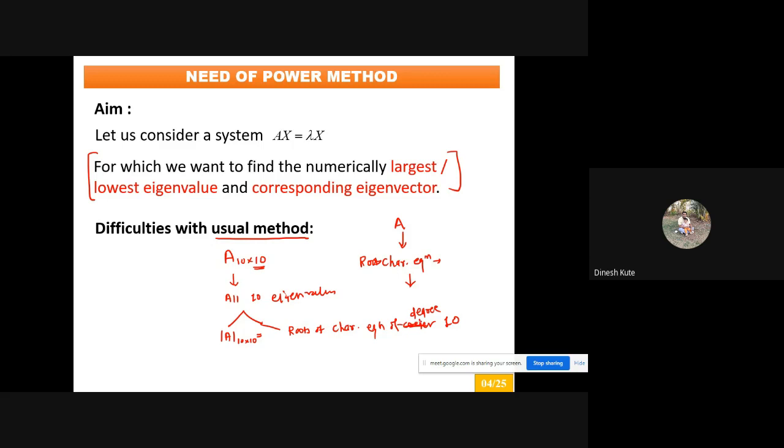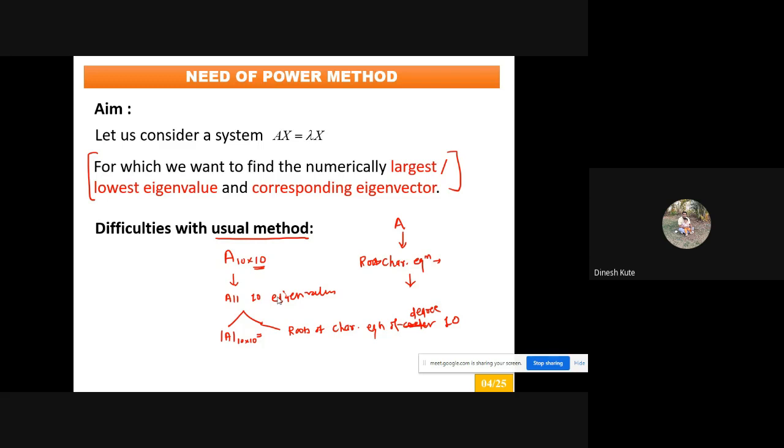But as we increase our order, like say degree 4, degree 5, it becomes difficult to find all the roots of the given polynomial. So for degree 10, practically it is almost impossible to find all those roots. So these are the difficulties that we are facing with our usual method.